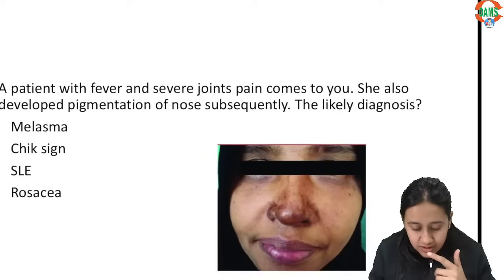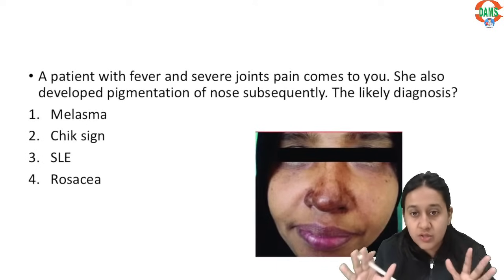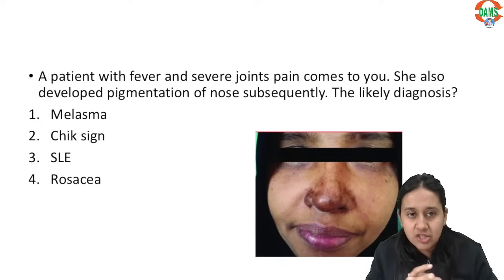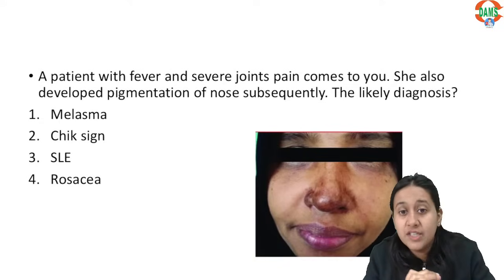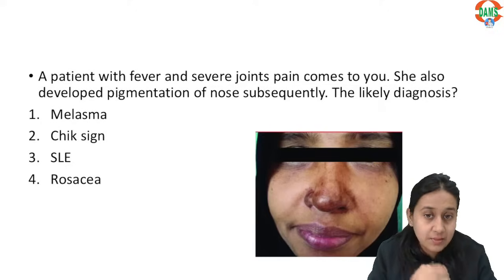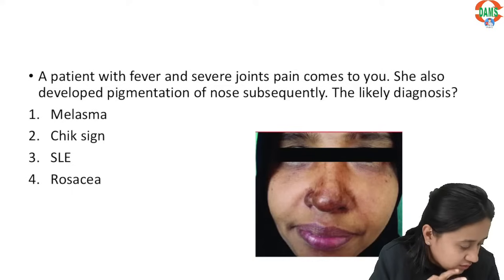Now coming to the next question. Now this question creates a lot of confusion in the students, and that is why I thought of keeping it today. Okay? So very nice. We don't have much time left. So a patient with fever, severe joint pain comes to you. She also presented with a pigmentation on the nose. What is the most likely diagnosis?